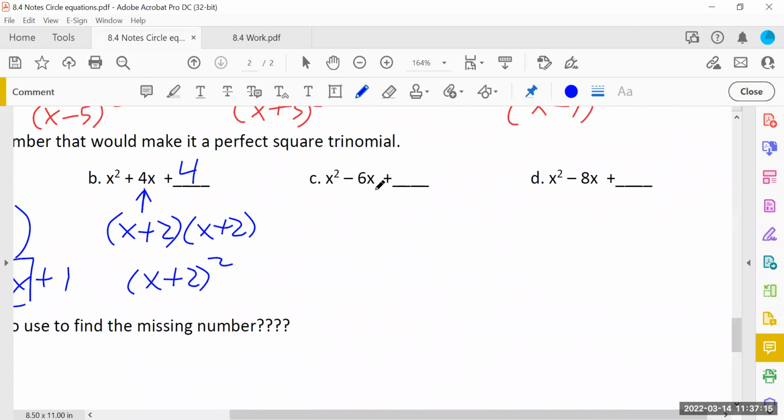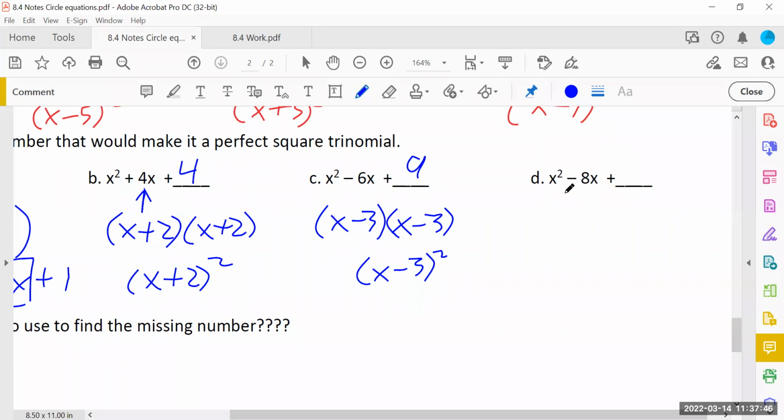How about this one? What's half of negative 6? 3. What's 3 squared? 9. So that's what I'm going to put here, so that this becomes x minus 3 times x minus 3, or x minus 3 squared. The last number is always going to be positive because it ends up being the same thing times itself, and two negatives or two positives both multiply to make a positive.